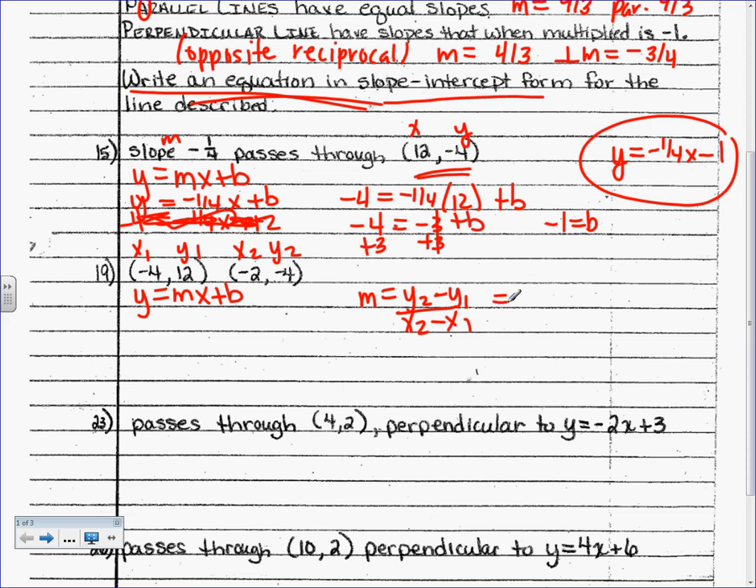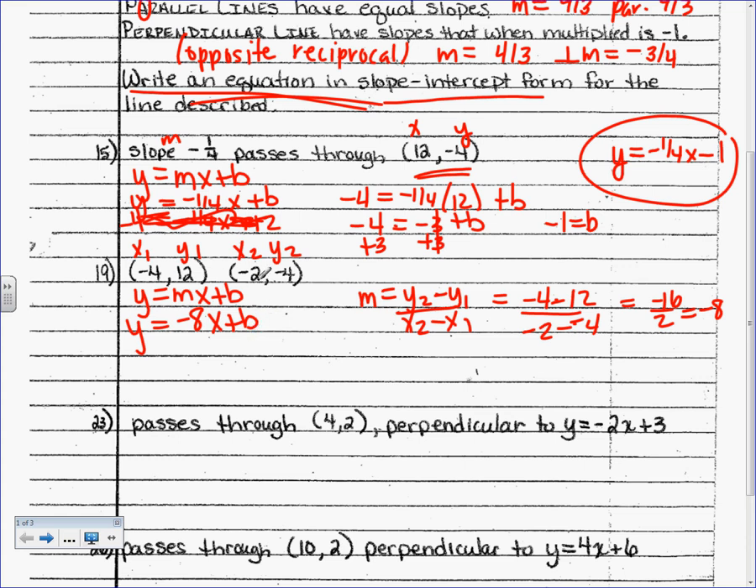So if you plug that in, you're going to get negative 4 minus 12 over negative 2 minus negative 4. So when you do that math, you're going to end up with negative 16 over 2, which is negative 8. So m is negative 8. So I'm going to go ahead and plug that in. Y equals negative 8x plus b. Now what do I need? I need the b, right? Do I have it? No, I don't. Can I find it?